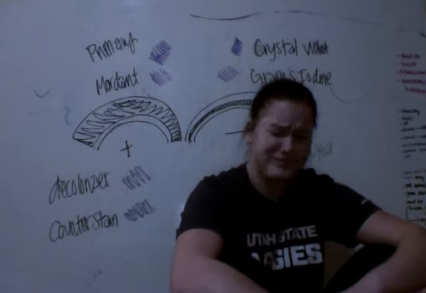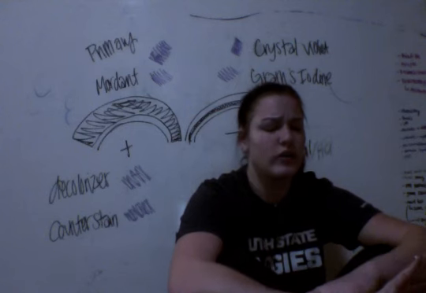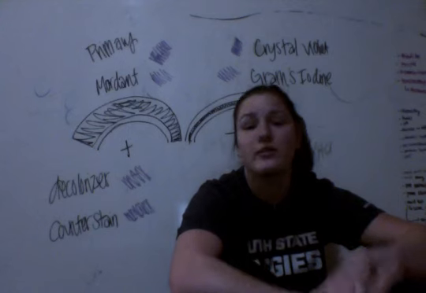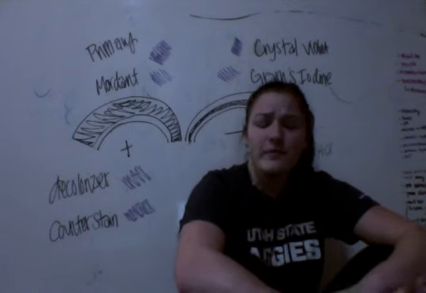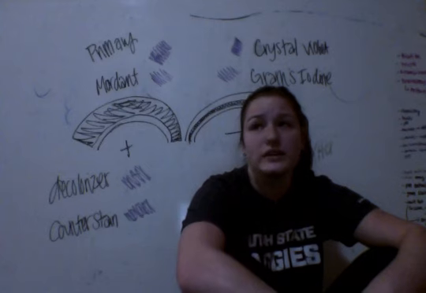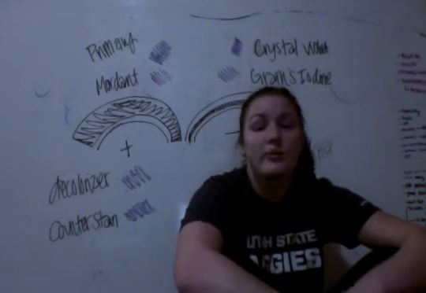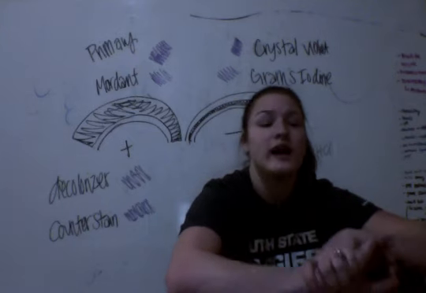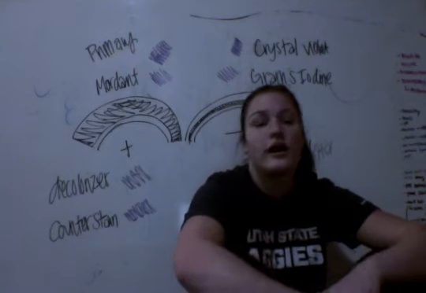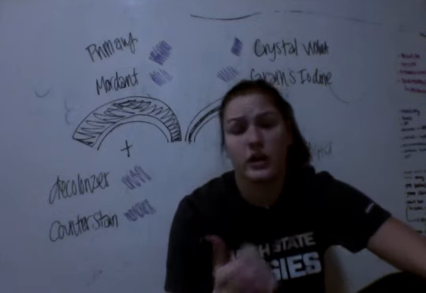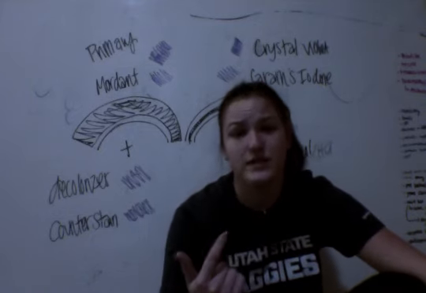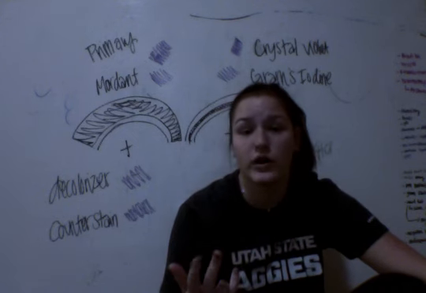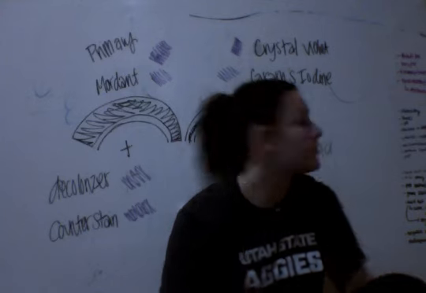And for proteins, your building block would be an amino acid. For nucleic acids, your building block would be a nucleotide. And then your polymers for all of those, you would have a polysaccharide for carbohydrates, a polypeptide chain for proteins, and DNA or RNA for your nucleic acid.